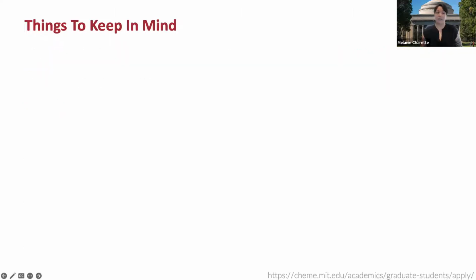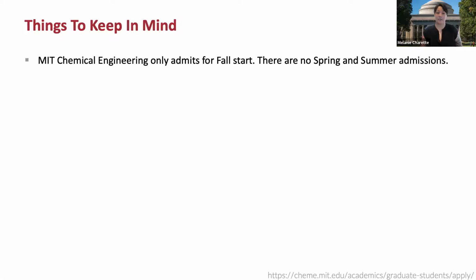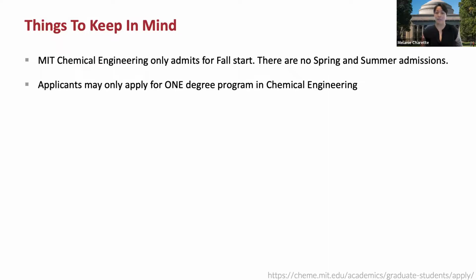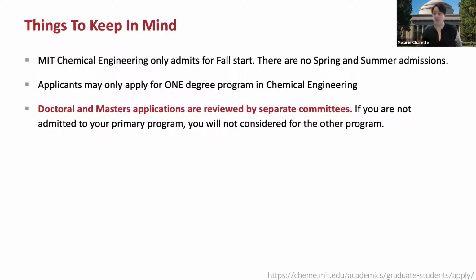A few other things to keep in mind. Chemical engineering only admits students for fall starts. We do not admit students to start in spring or summer sessions. So please keep that in mind as you're making your plans for graduate school. Applicants may only apply to 1 degree program in chemical engineering. So if you're applying for the MSCP, you will not be considered for the PhD if you are not accepted. Same goes for if you're applying for the PhD and you are not admitted, you will not be considered automatically for the master's program because they are reviewed by separate committees.